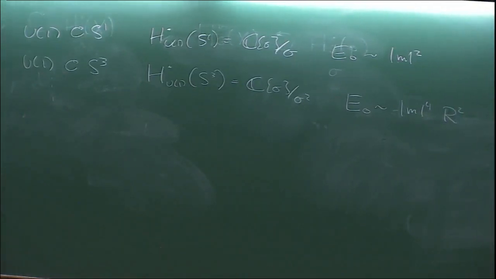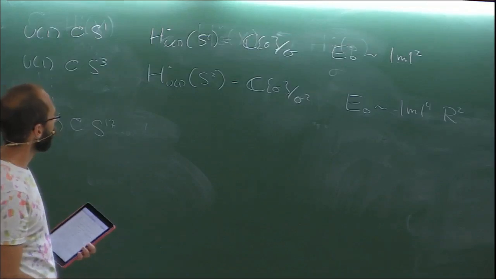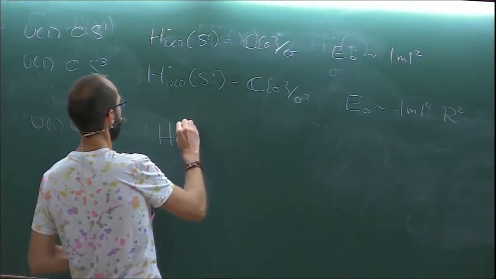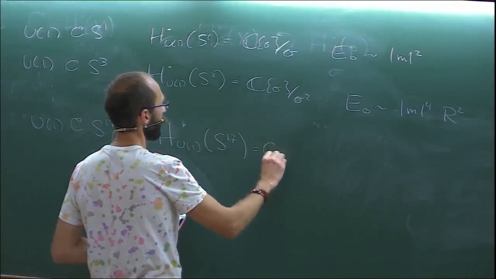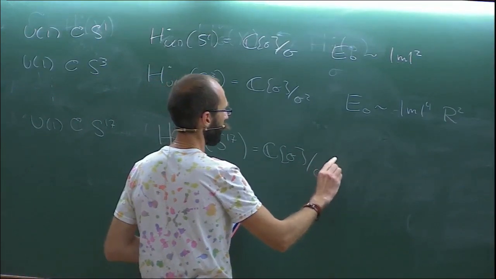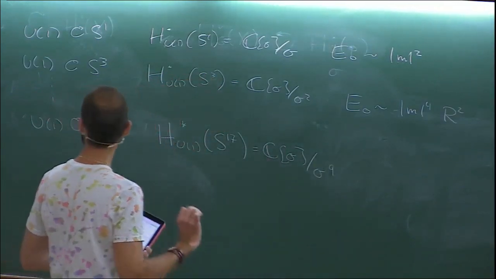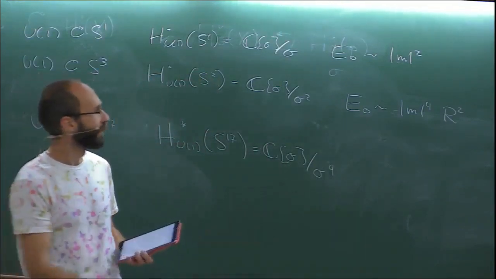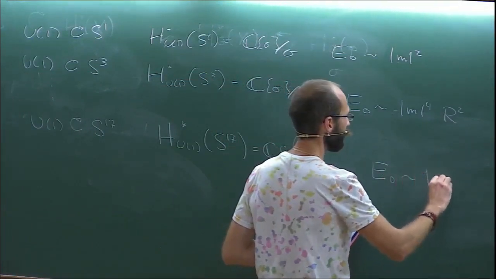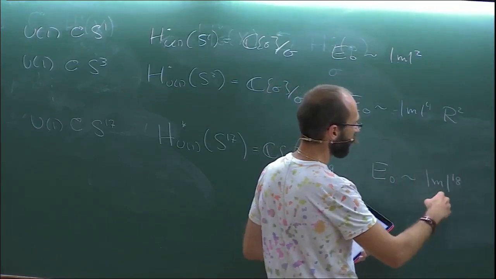Hopf fibrations generalize. So any odd sphere has a Hopf fibration over complex projective space. And one can run the same calculation. So rotating the Hopf fibers is a free action. U(1) rotating the fibers of S17 gives equivariant cohomology, I think looks like C[sigma] mod sigma to the ninth. And the ground state energy looks like it is of order m to the 18th.